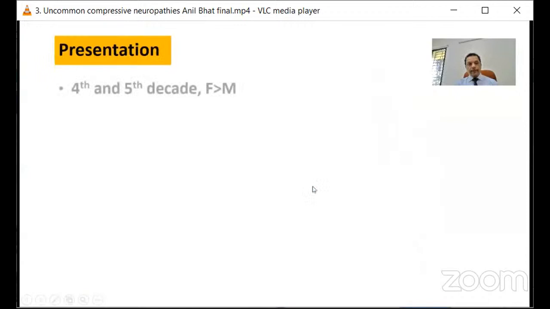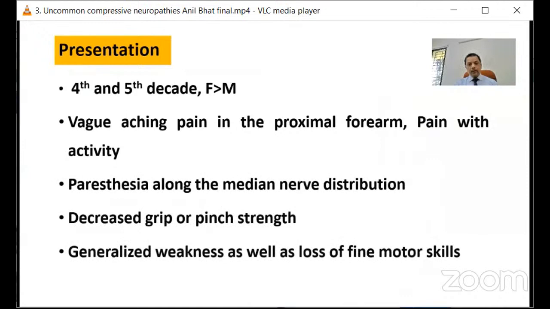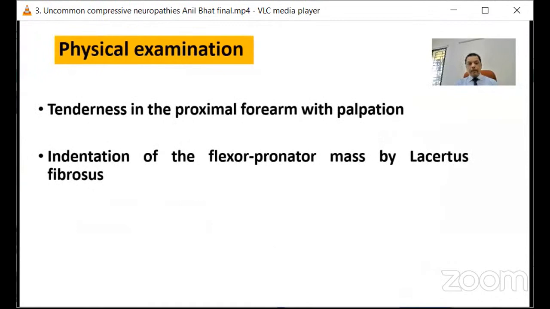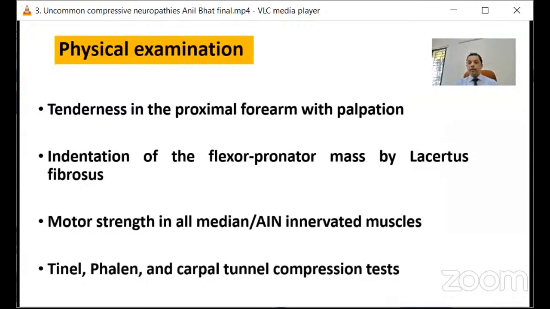Usually it presents in the fourth or fifth decade, with vague aching pain in the proximal forearm and paresthesia along the median nerve distribution. There might be decreased grip and pinch strength, generalized weakness, as well as loss of fine motor skills. There is tenderness in the proximal forearm on palpation, sometimes indentation of the flexor pronator mass by the lacertus fibrosus, and motor strength in all the median or AIN innervated muscles can be reduced. Tinel, Phalen, and even the carpal compression test can be positive.